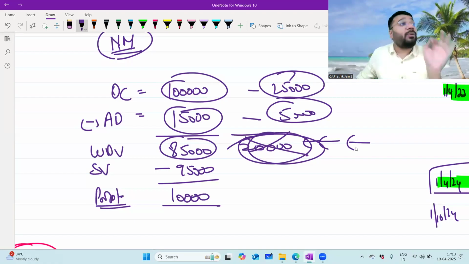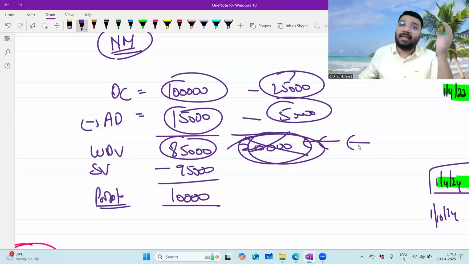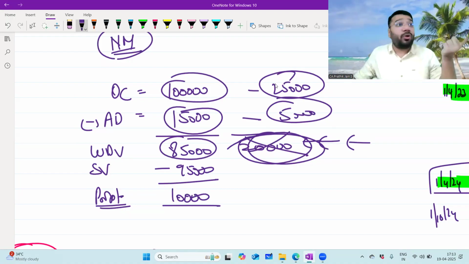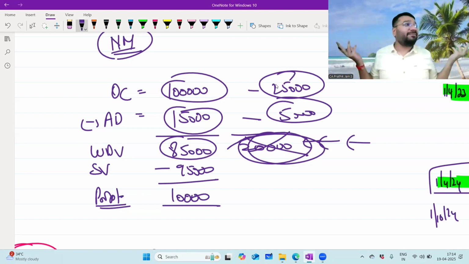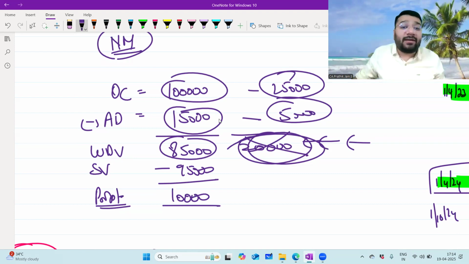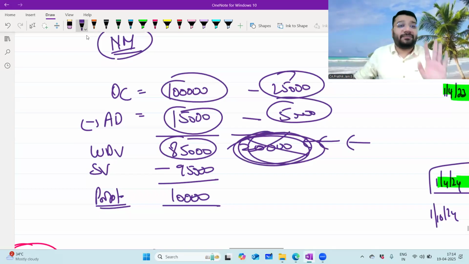One, like in this question, they directly give the WDV of the asset. Or else they can confuse you. They will tell you, this asset which is sold was originally bought for 25,000, on which the accumulated depreciation was 5,000. They will tell this and leave, which means you have to calculate the WDV. Am I loud and clear? Yes, okay.